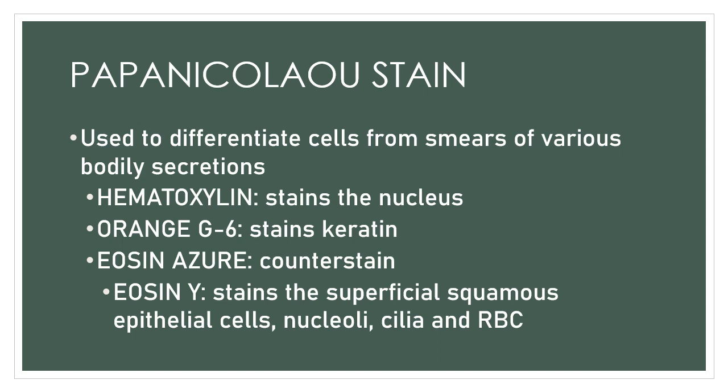And so it will stain the nucleus, your orange G. That is orange G6, and it will stain your keratin. Originally, this orange G6 was used to stain the keratinizing cells of squamous carcinoma in sputum, but now it is used to stain the keratin. Okay, and then you're using azure, and that is your counterstain.